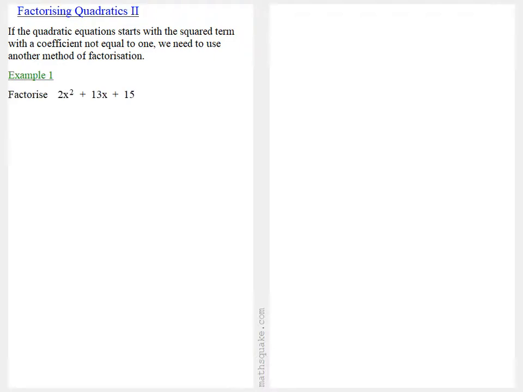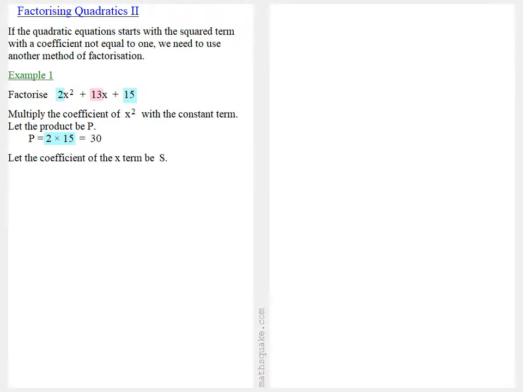Suppose we want to factorise 2x squared plus 13x plus 15. The first thing we do is multiply the coefficient of x squared with the constant term and let the product be p. In this case p is 2 times 15, which is 30. Then let the coefficient of the x term be s. So in this case s is 13.